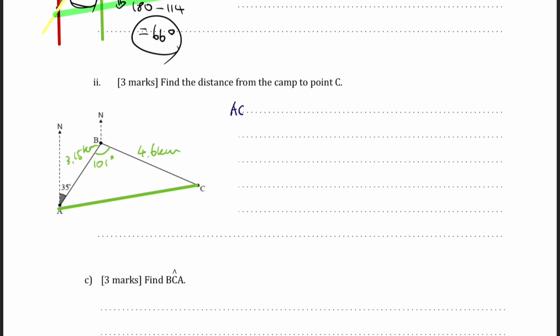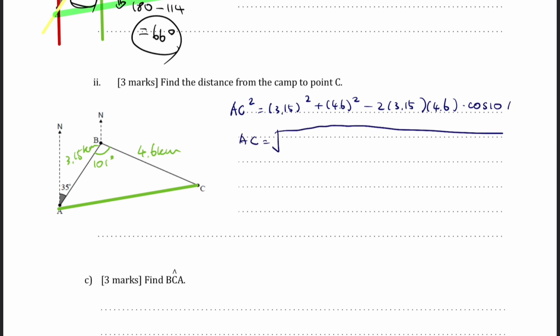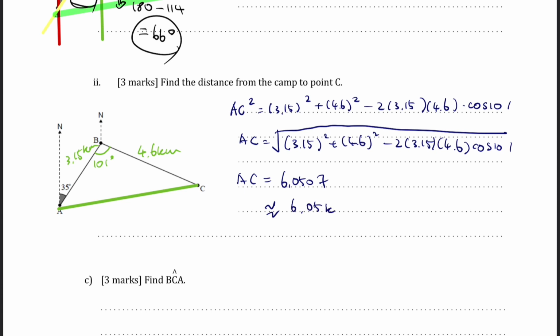Okay, so we're going to do AC squared equals 3.15 squared plus 4.6 squared minus 2 times 3.15 times 4.6 times cosine 101. Then the value AC, we can just square root everything, right? Then we get the AC value equals 6.0507. So approximately the line is equal to 6.05 kilometers.